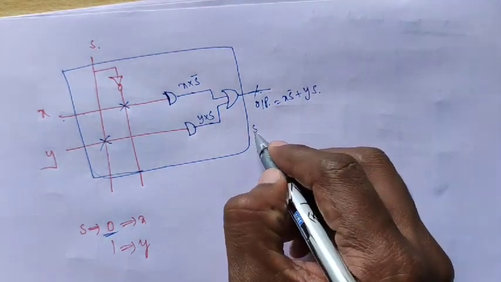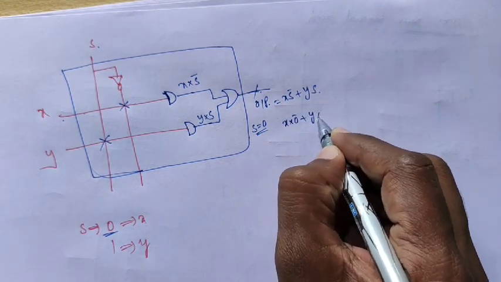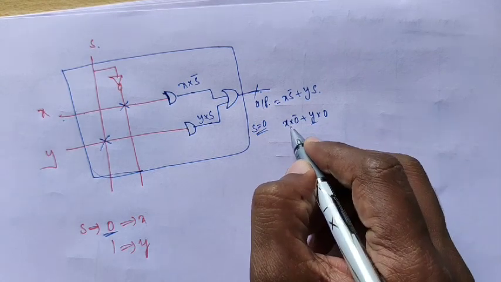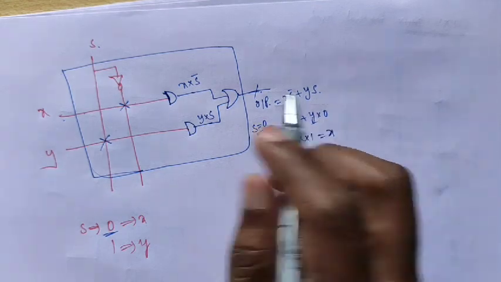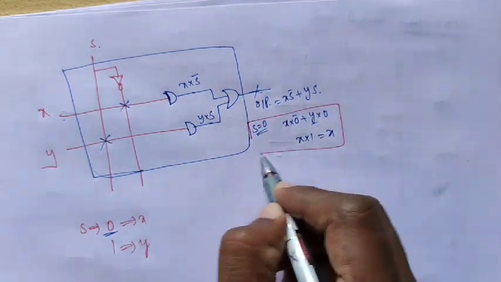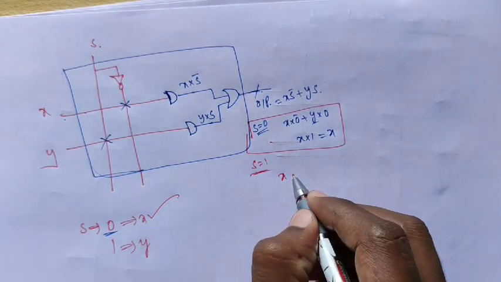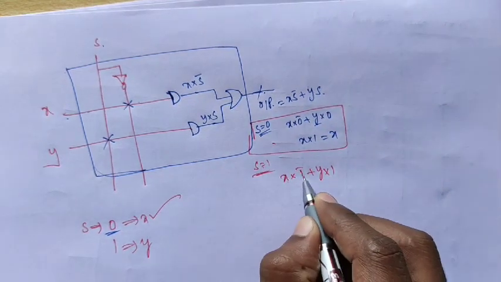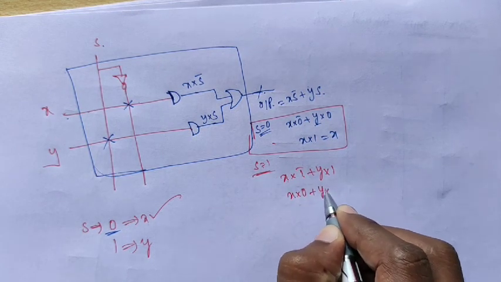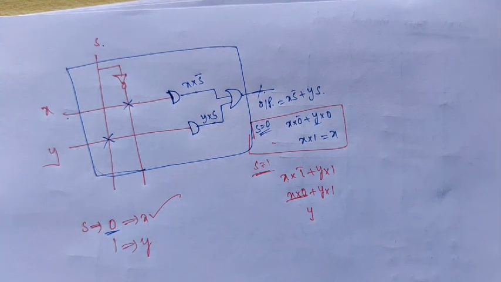So when S is equal to 0, that means X into 0 bar plus Y into 0. Y into something 0 means 0. X into 0 bar, 0 bar means 1. X into 1, then we'll get X when S is equal to 0. Suppose I consider S is equal to 1. Substitute this S value in this expression: X into 1 bar plus Y into 1. 1 bar means 0. X into 0 plus Y into 1. Like same, this is 0. Then we'll get Y when S is equal to 1. So this is the 2 by 1 multiplexer.